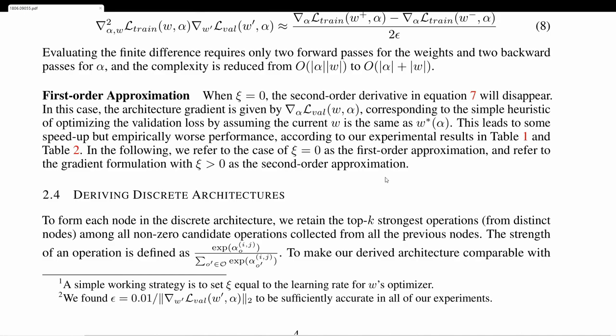First order approximation. When C is 0, the second order derivative in equation 7 will disappear. In this case, the architecture gradient is given by the gradient of L val W alpha, corresponding to a simple heuristic of optimizing the validation loss by assuming the current W is the same as W star alpha, so the weight doesn't change. This leads to some speed up but empirically worse performance according to our experimental results in table 1 and table 2.